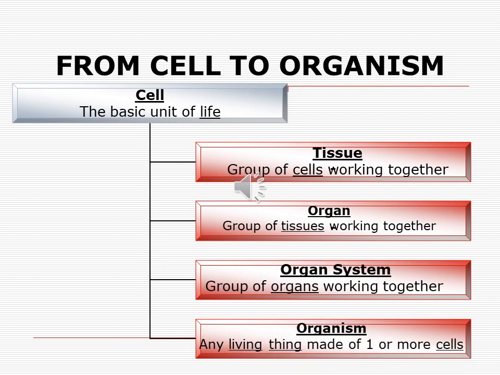Now we will go from cell to organism. The cell is the basic unit. A group of cells will compose tissue. A group of tissues will form organs. Organs will form a system. Then systems will make a living organism.